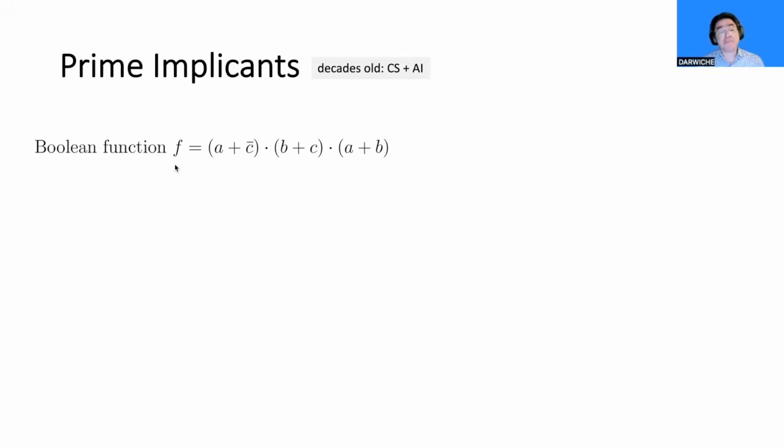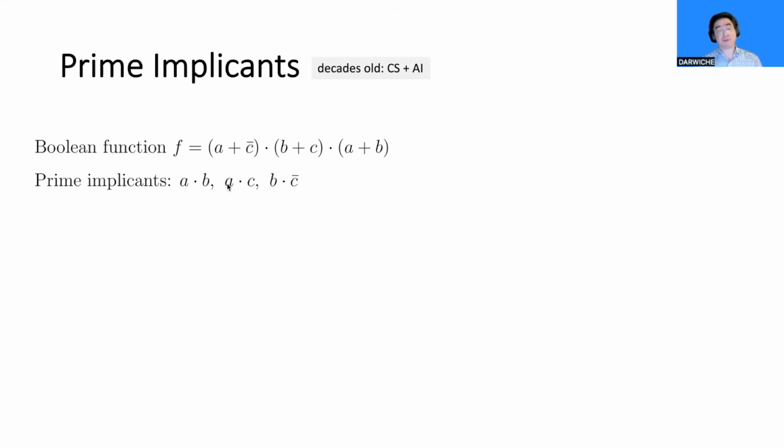And a prime implicant is a minimal way for triggering the function. So I have 3 variables. Is there a minimal way to set these variables to trigger the function to generate a 1? And in this case, there are 3 prime implicants. So this is the first one. It says, if you set A to true and B to true, this function will trigger. It doesn't matter what C is. And you cannot make this any shorter, right? If you drop this or drop that, that's no longer the case.